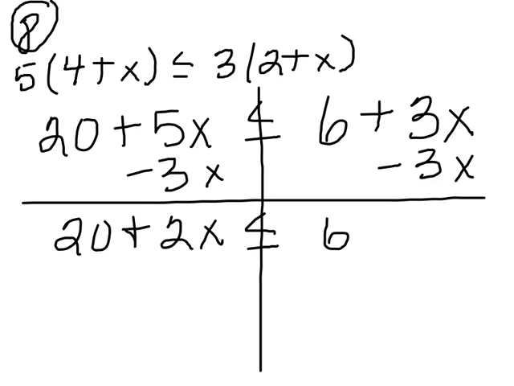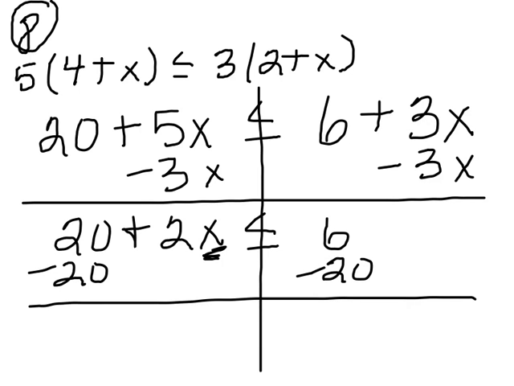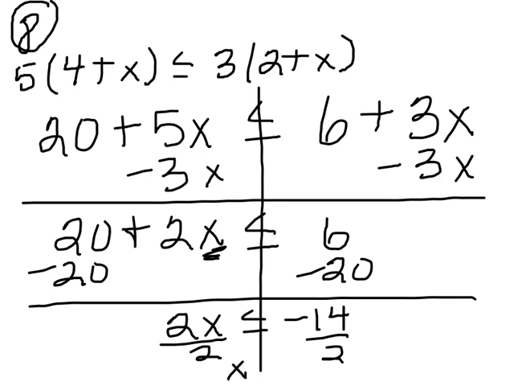All right, now we've got two numbers that are by the x. So what do we need to move first, the 20 or the 2? So we're going to subtract 20 from both sides. So we have 2x is less than or equal to negative 14. All right, what number is by the x? Okay, we have a 2, and that says 2 times x. So what is the inverse operation of multiplication? So we're going to divide by 2. Do we need to flip our inequality sign?